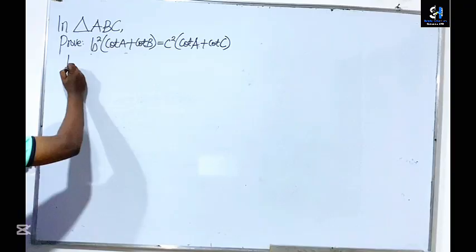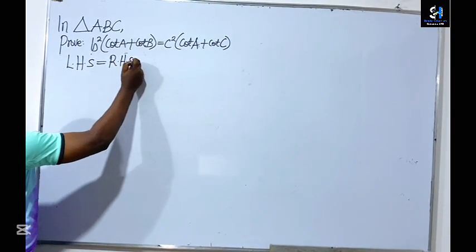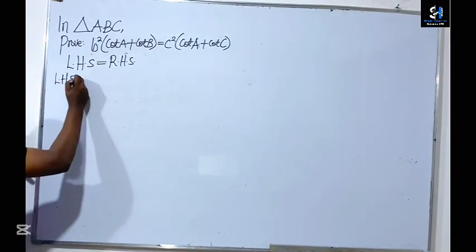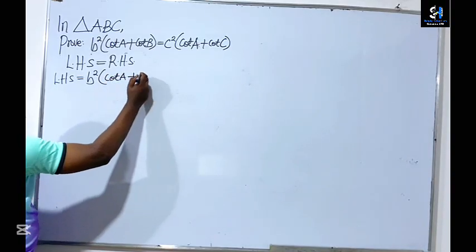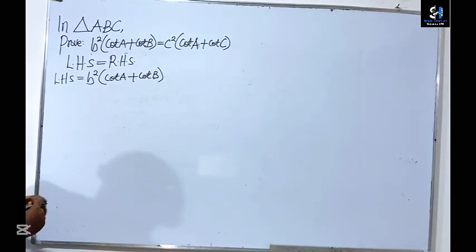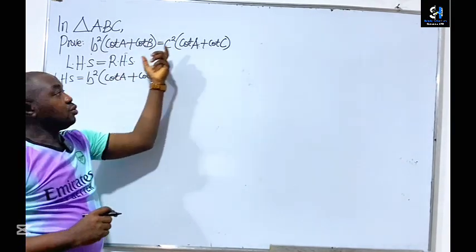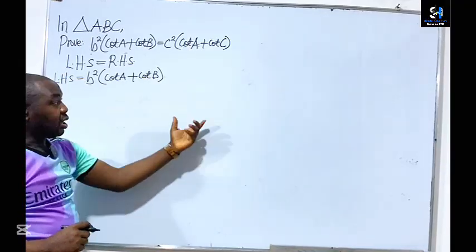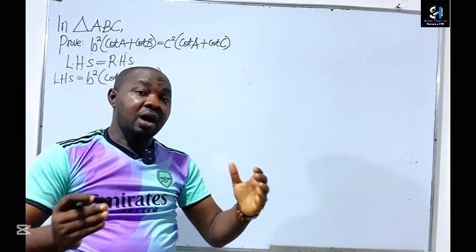So we have that the left-hand side equals the right-hand side. So this is the left-hand side: b squared (cot A plus cot B). We start with the left-hand side. When we're done with the left-hand side, then we go to the right-hand side, and we do the same thing, and then we can see if both are equal.